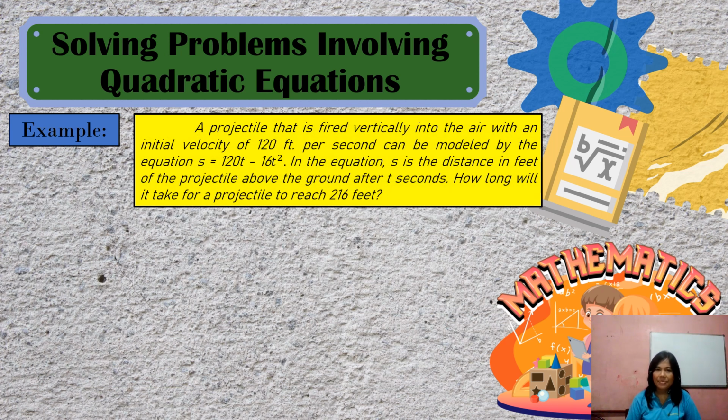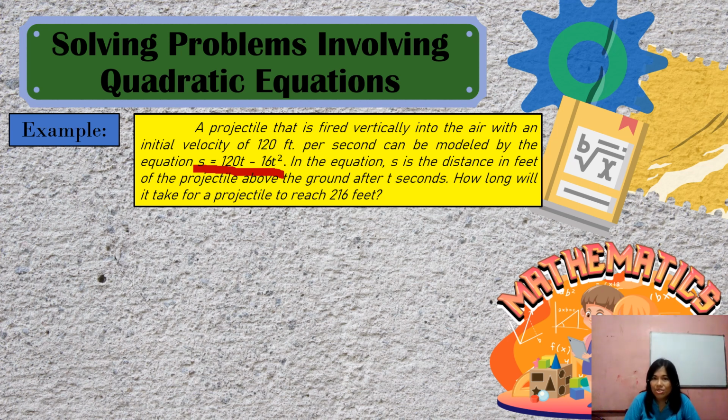Meron pa tayong isa. Okay? Sa second slide, same problem, tapos meron pang continuation na question. Okay, ito. A projectile that is fired vertically into the air with an initial velocity of 120 feet per second can be modeled by the equation S equals 120t minus 16t squared. Okay, so hindi natin problema ngayon ang paggawa ng equation kasi given na siya. Ito yung mga gusto ko sa mga problems ng quadratic minsan. Given na yung equation, so no need to create equation.